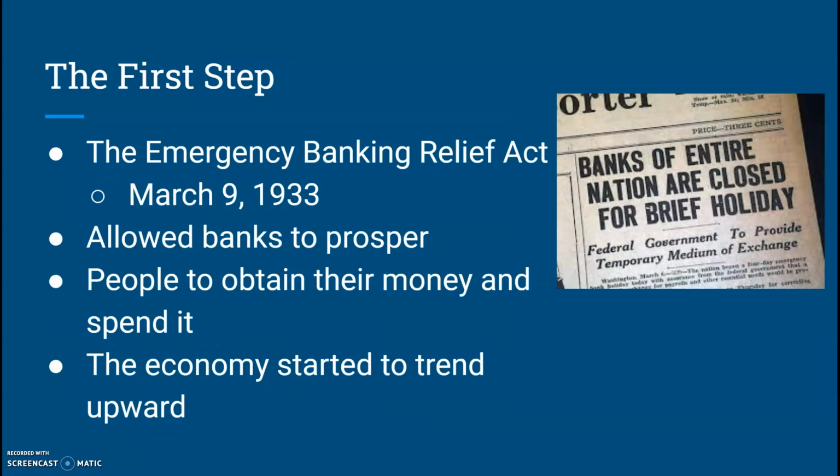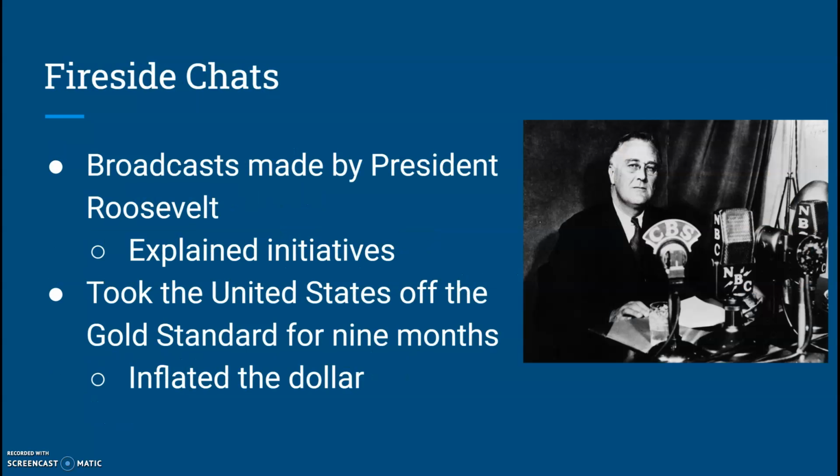The first step is the Emergency Banking Relief Act, which was enacted on March 9, 1933, and 1 in 4 banks by 1932 had failed in the United States, didn't have money. Imagine going to the bank and they say, nope, we're out. So people were able to obtain their money and spend it, which allows the economy to start trending upwards rather than stagnating or dropping down even further.